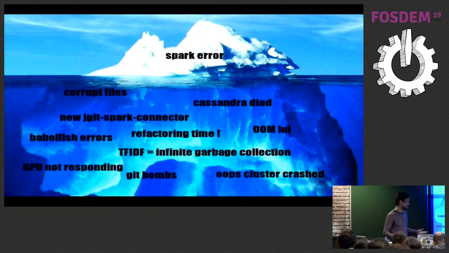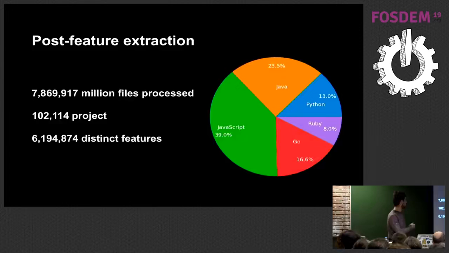These were actually pretty hard to process, and at the end of the day, I was only able to process 7.8 million files. As you can see, most of them were JavaScript and Java files, and then I still had a good amount of other Python, Ruby, and Go files. And out of all of these, I was able to extract about 6.2 million distinct features.